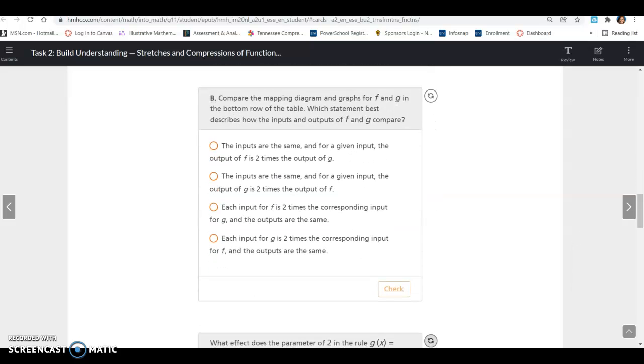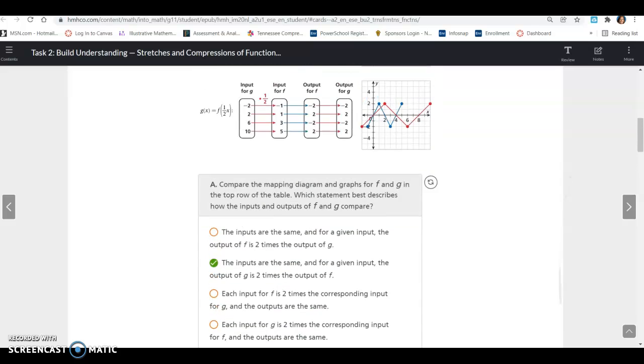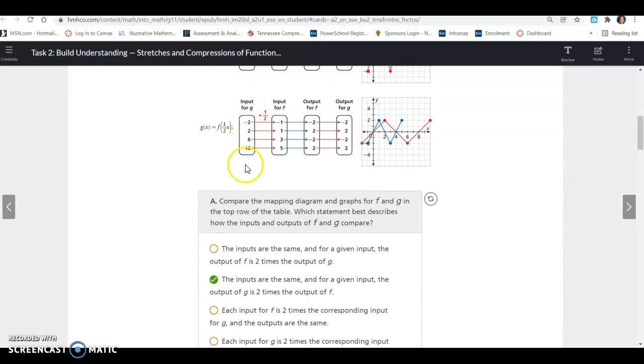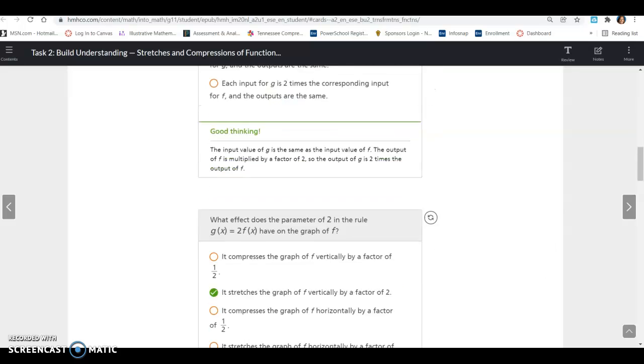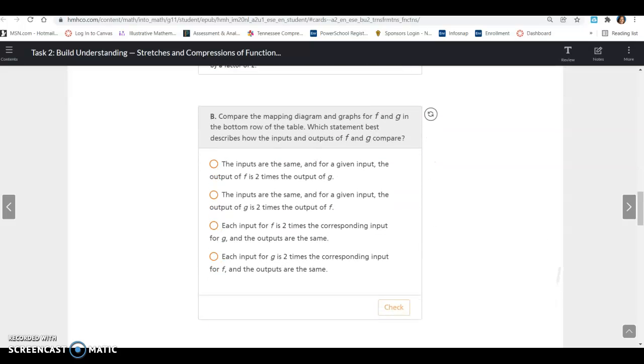And then the next one says compare the mapping diagram and graphs for f and g in the bottom row of the table. Which statement best describes how the input and outputs of f and g compare? All right, so again, look at the bottom one. We're going to see that the inputs are different. So g times 1/2 equals f. So f equals half a g.